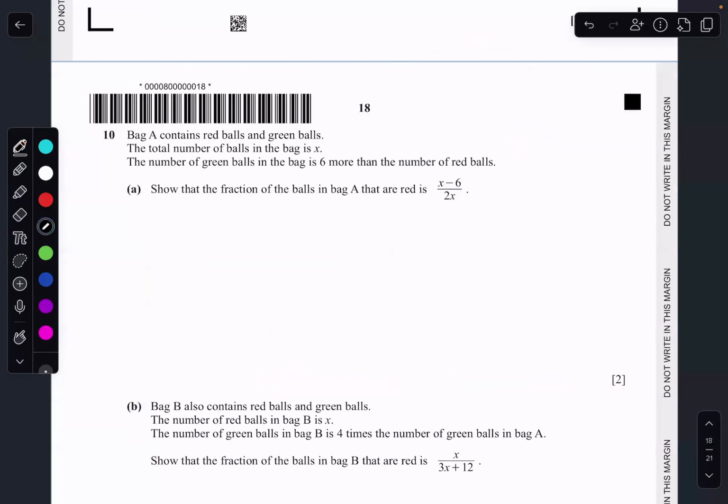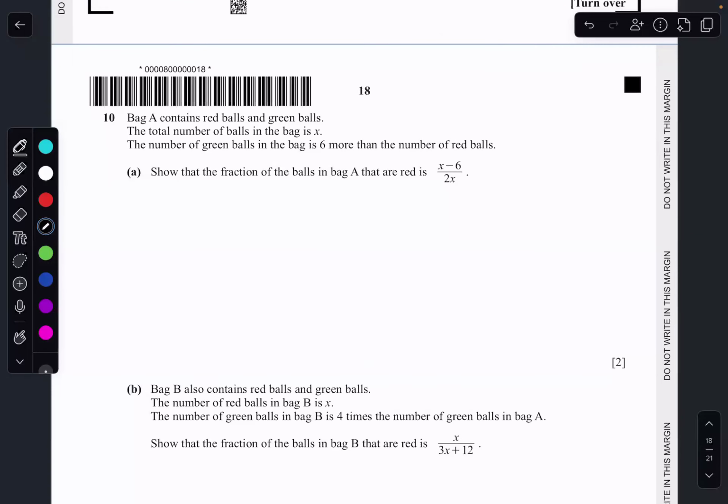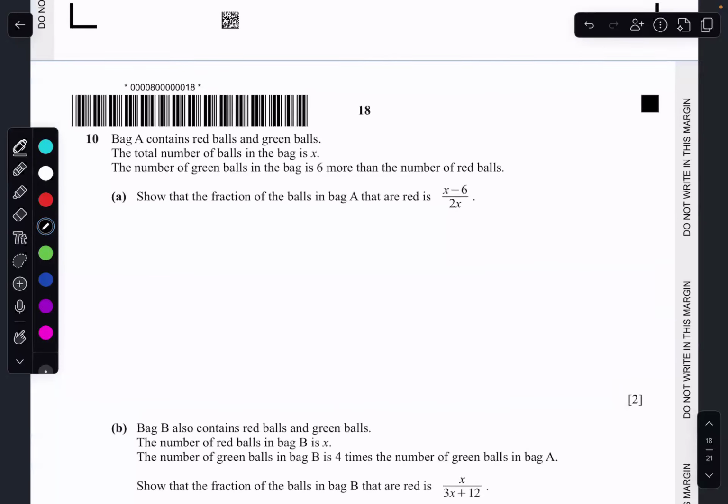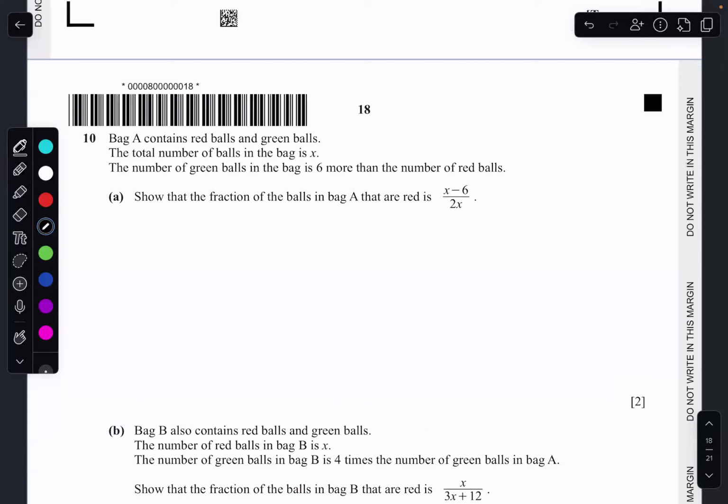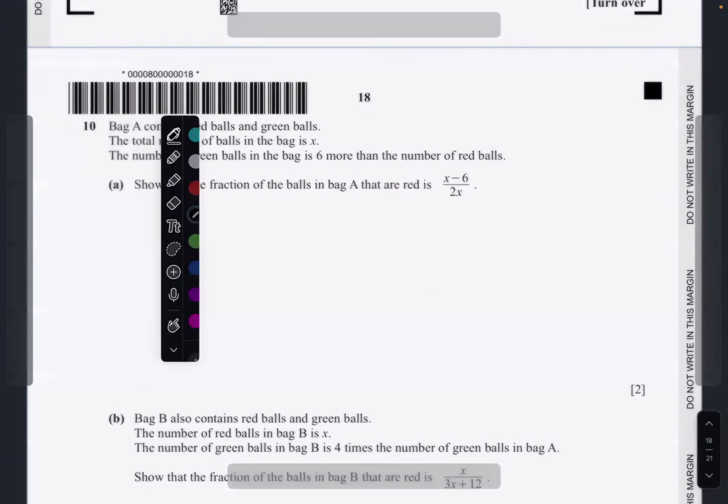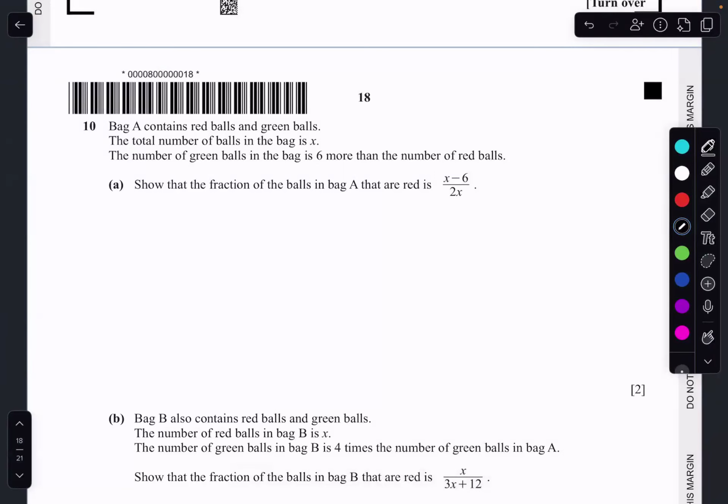Question number 10. Okay, and then we have the last question. Bag A contains red balls and green balls. The total number of balls in the bag is x. The number of green balls in the bag is 6 more than the number of red balls. Whenever we are dealing with such kind of thing, we can always make a list. Bag A.